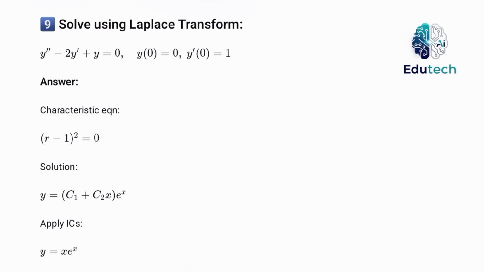Y of 0 is equal to 0. Y dash of 0 is equal to 1. The characteristic equation r minus 1 the whole square is equal to 0. Then we can get the answer y is equal to c1 plus c2 x, e raised to x. Then we can apply the initial conditions, so y is equal to x e raised to x.